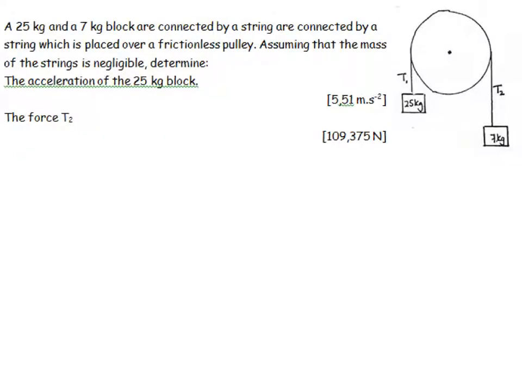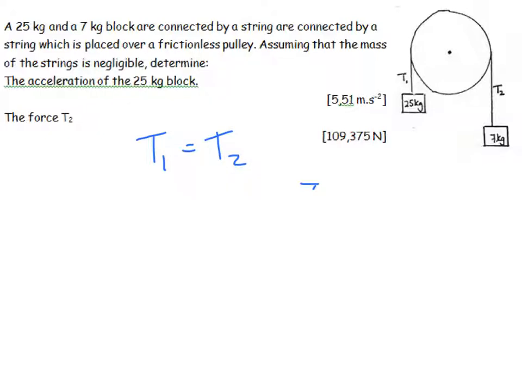I've got a 25 kilogram block and a 7 kilogram block. The first thing I need to think about is who wins. 25 kilograms is going to pull 7 kilograms over this pulley. They are connected by a string, and the string is placed over a frictionless pulley, which is good news. Assuming that the mass of the strings is negligible, good news as well, just determine, and we need to consider just the blocks. The first thing that's quite obvious and probably worth a mark is to say that T1 is equal to T2. That's our first piece of information.